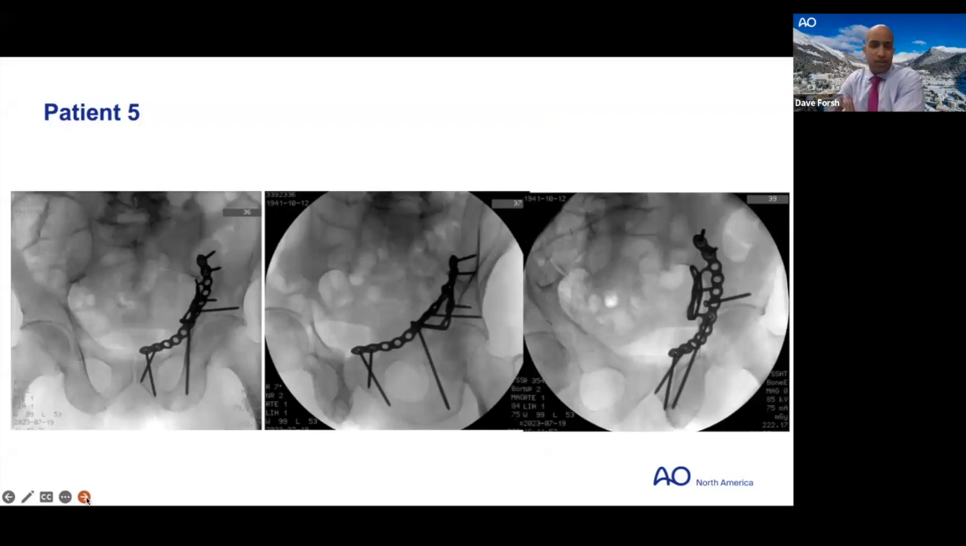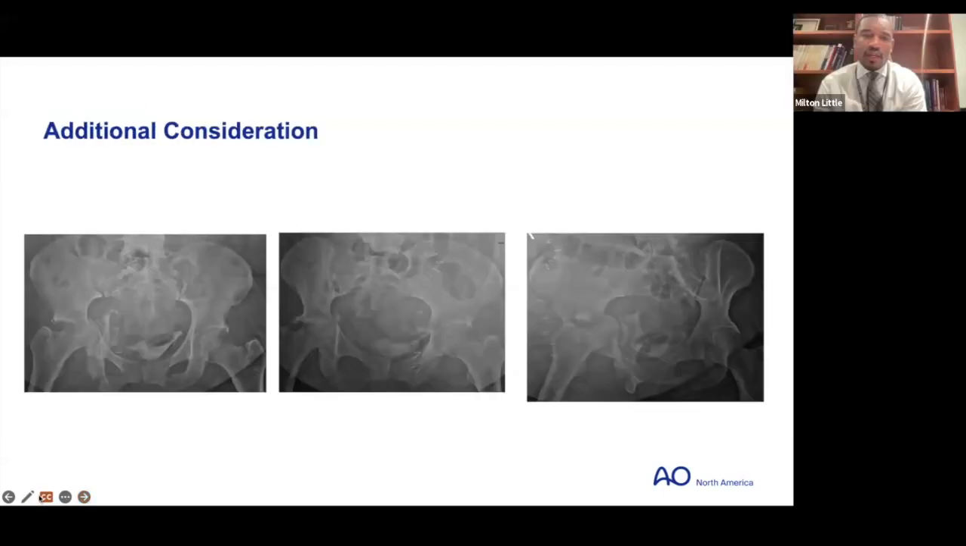Generally, if there's extension of the comminution into the posterior column or quadrilateral plate, then I'll use a different infrapectineal plate, which would extend a little bit more caudally. But for the more cranial exit points about the posterior column, this infrapectineal extension from this plate is more than sufficient, I've found. Very nice fracture.